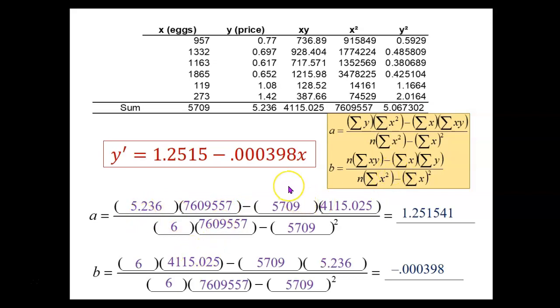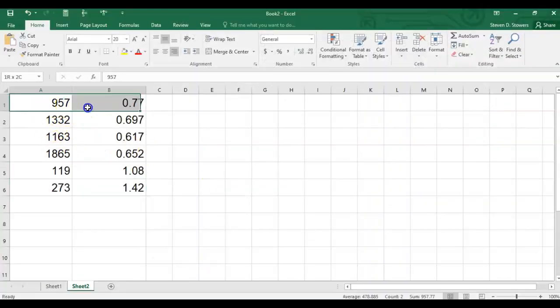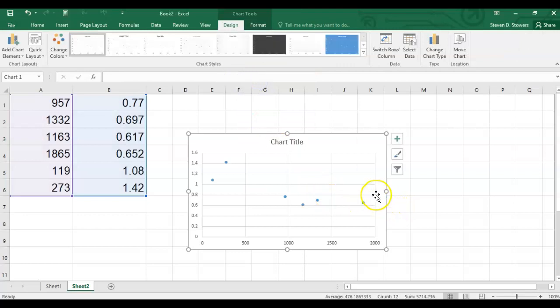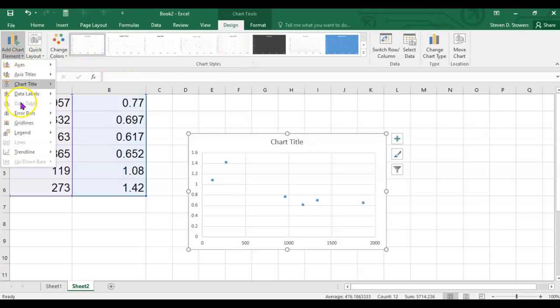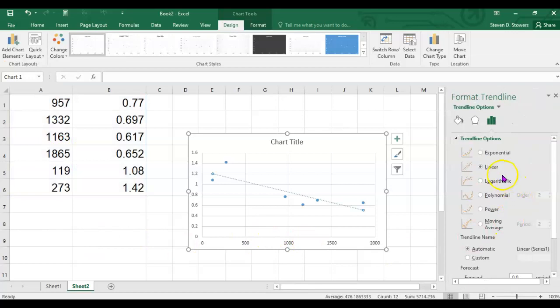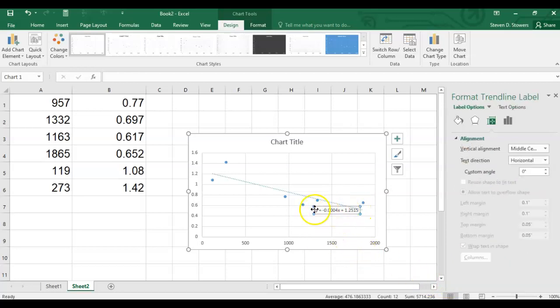If you wanted to use Excel, the way I showed you in the last example, you would put in your data, your 6 pairs of x and y values. You would insert a scatter plot. So you'd ask Excel to make a scatter plot from that set of data. And then you'd go to add chart element, trend line, more trend line options, go down and click the box next to display equation on chart, and there it is.